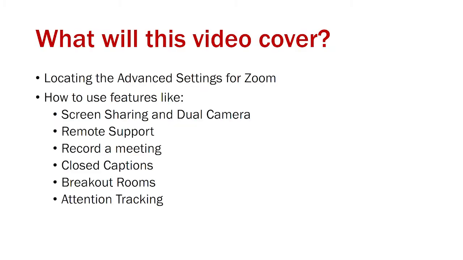In this video, we will be covering how to find the advanced settings for Zoom meetings and how to use features like screen sharing and dual camera, remote support, how to record a meeting, closed captions, breakout rooms, and attention tracking. Due to the length of this video, we will separate each setting into its own section. You can access each setting by using the timestamps provided.